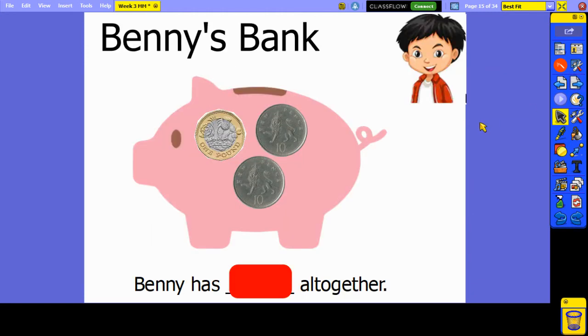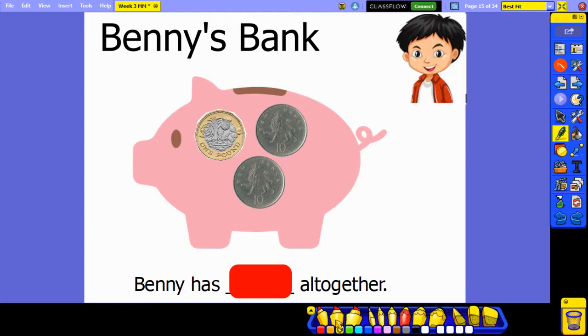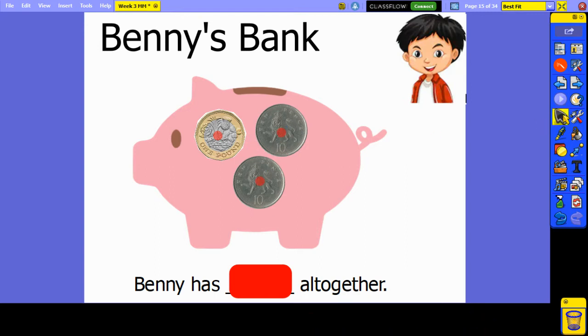Let's see what Benny's up to today. He's only got 3 coins in his bank today, but I think he might be a bit richer. Let's check the value of each of these coins. This one here is worth £1. That's 100 pence. A 10 pence and another 10 pence. Pause the video while you work out how much money Benny has altogether.